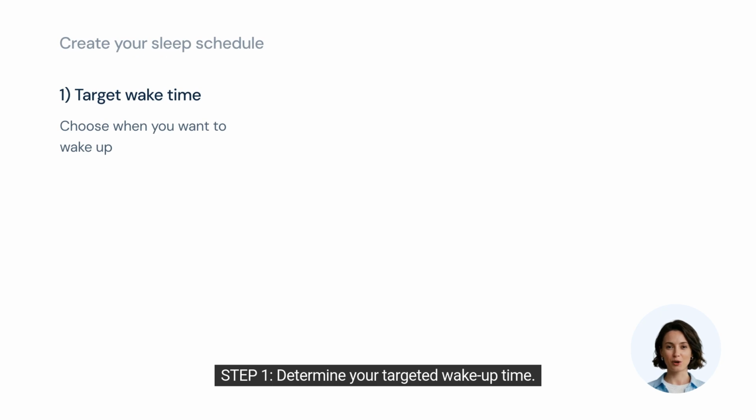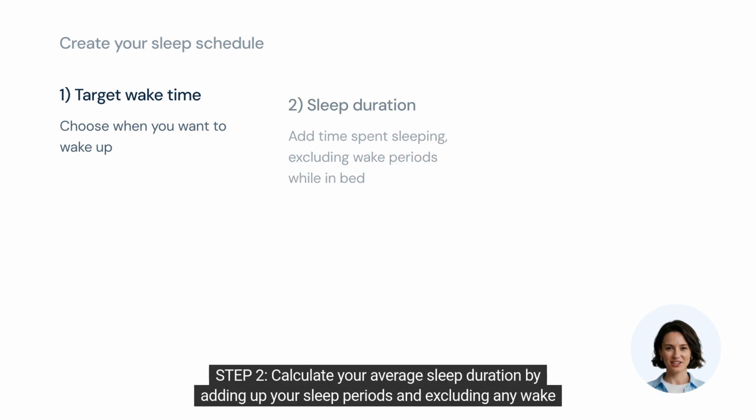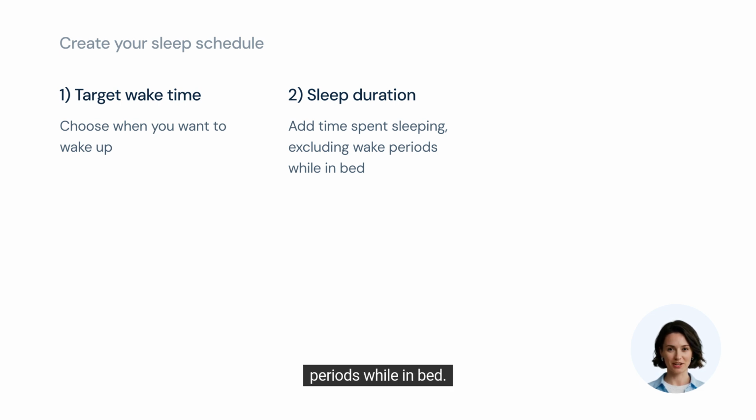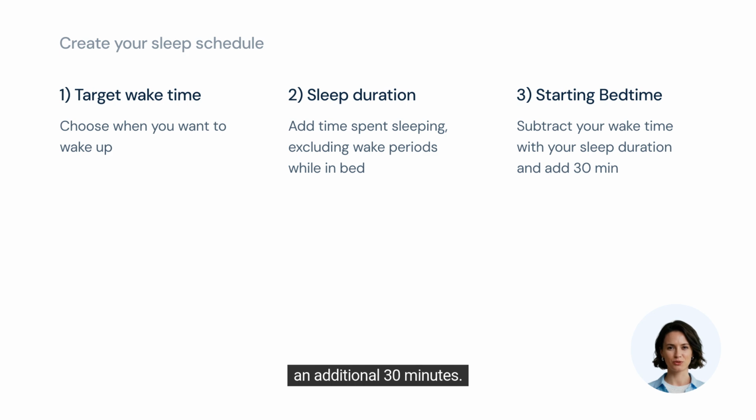Step 1. Determine your targeted wake-up time. Step 2. Calculate your average sleep duration by adding up your sleep periods and excluding any wake periods while in bed. This is your starting target sleep duration. If it's less than 5 hours, round up to 5 hours. Step 3. Work backward from your target wake-up time, subtracting your target sleep duration and adding an additional 30 minutes. This is your starting bedtime.